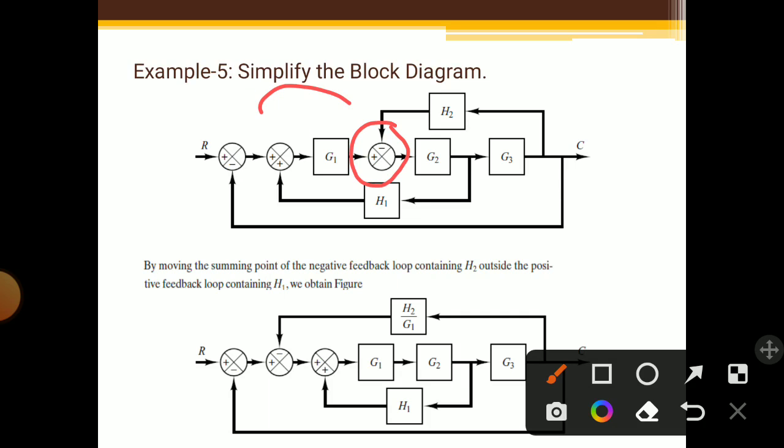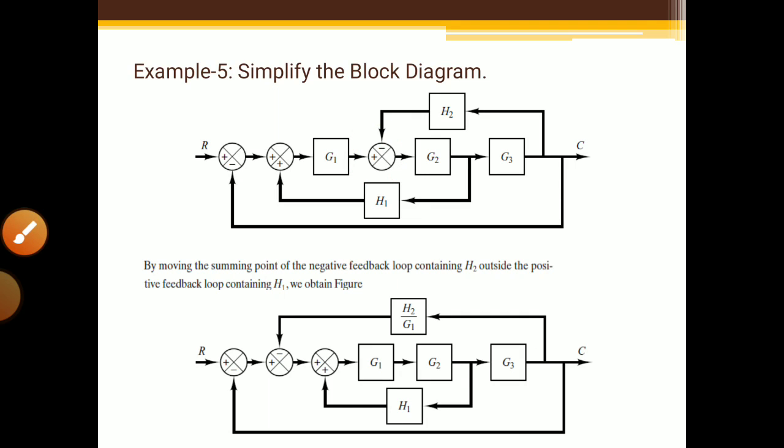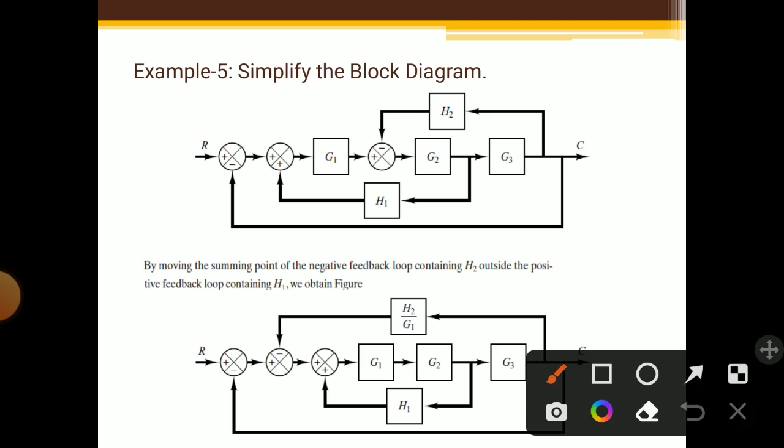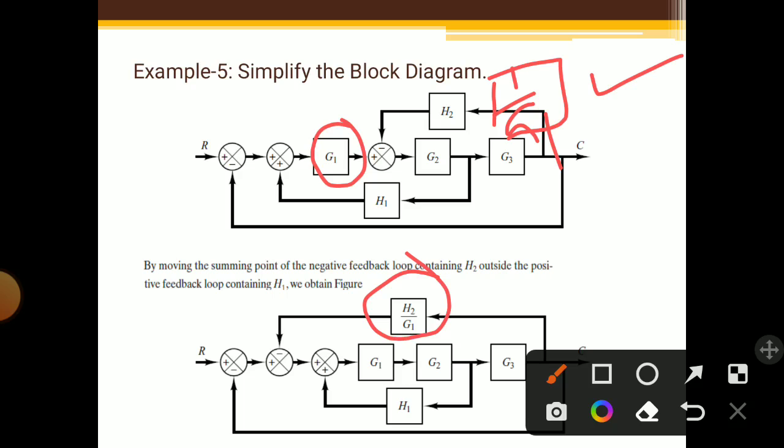So we are going to use here the rule. So what is the rule? We are shifting these summing points towards the left side, that is ahead of a block. So while using this rule, what we have to do? We have to take the reciprocal of this block. Okay. In the parallel path over here, 1 upon G1. So here that's why we got S2 upon G1 over here, and we have simplified the summing point.